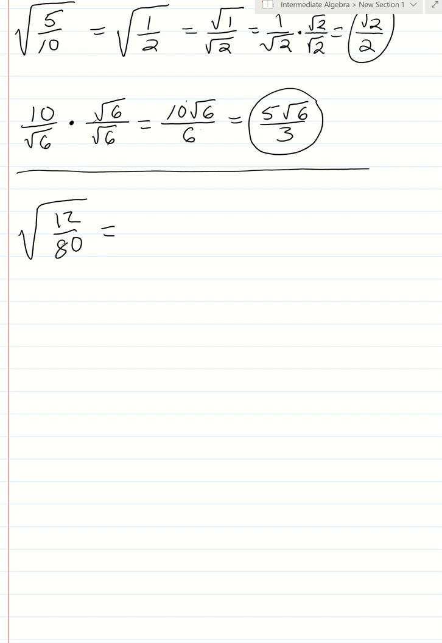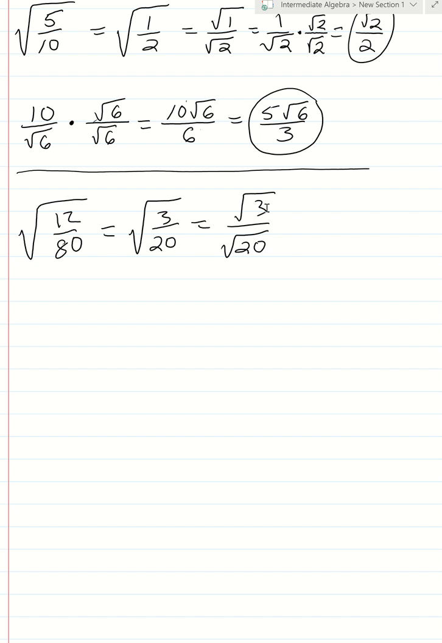Well, first of all, recognize that this fraction can be simplified. Both numerator and denominator are divisible by the number 4. And that would give us now the square root of 3/20ths. Okay, so we have simplified the fraction, making the numbers more manageable and more workable. So now let's take the square root of the numerator over the square root of our denominator.